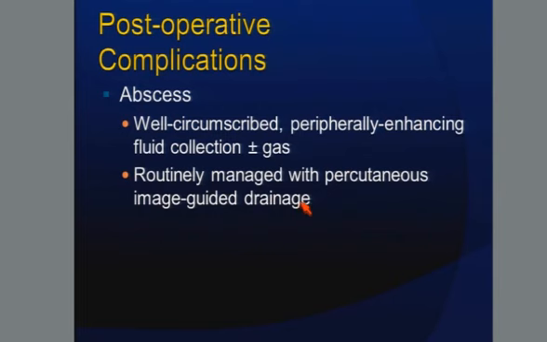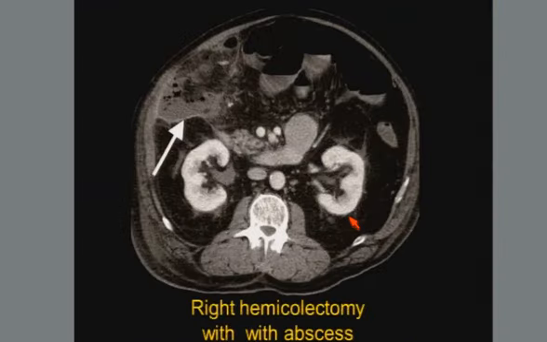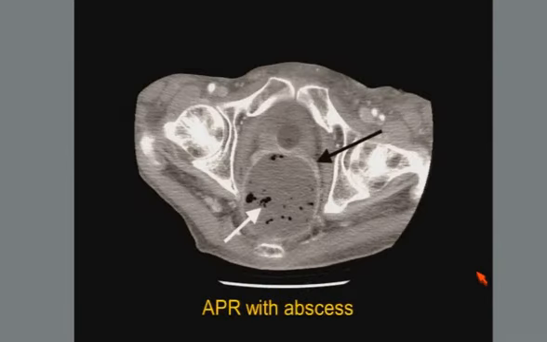Abscesses are like abscesses everywhere. So they're well circumscribed, the margins will peripherally enhance, they may have flocculent air within it, and again, we routinely manage these with percutaneous drainage. This is a patient with an abscess in the right resection bed after a right hemicolectomy, and we put a drain in that. The answer is always we can put a drain in that, so we do.